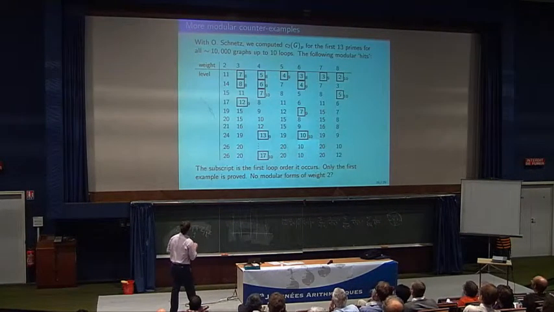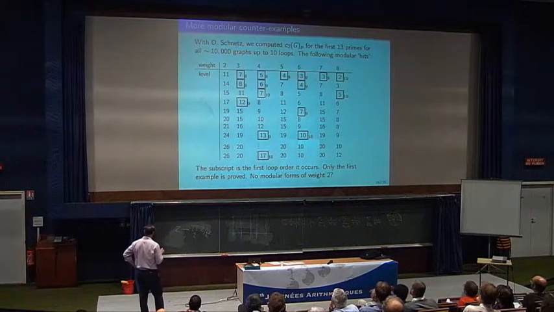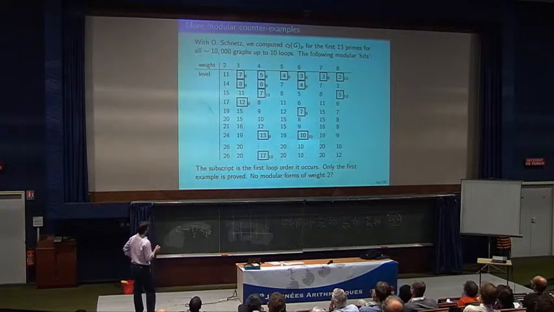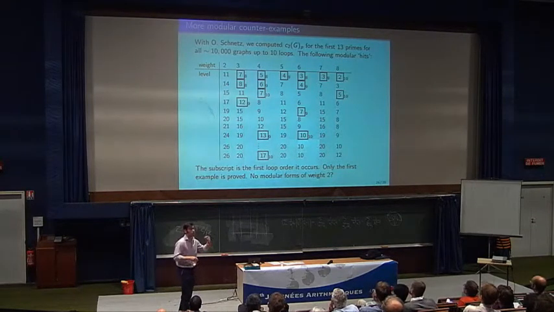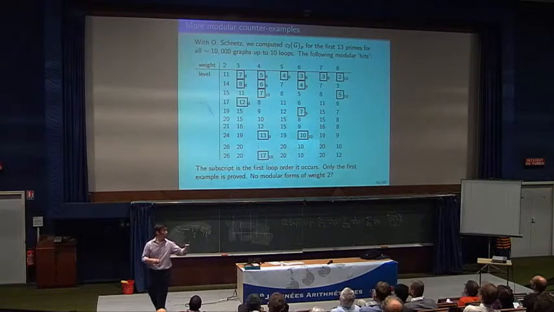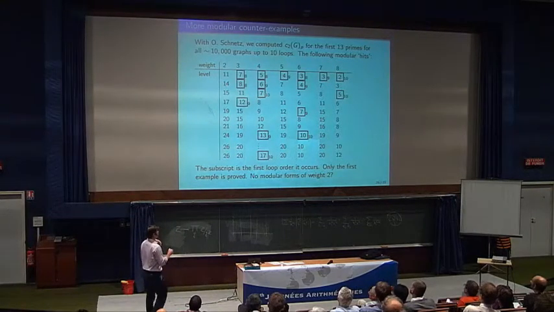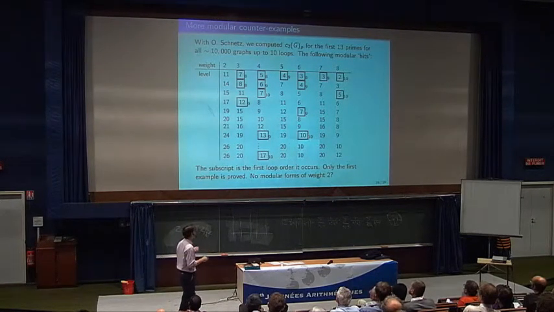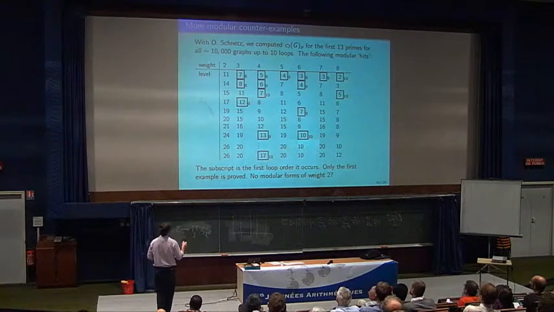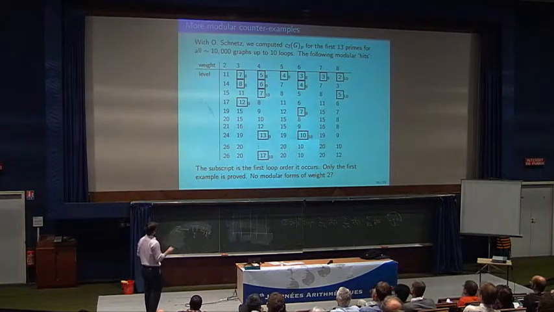Okay, so then we started with Oliver Schnetz. We thought we'd try and see what was out there. So we computed the point counts mod p, the C2 invariant mod p, for the first 13 primes. The C2 invariant is just a number mod 2, a number mod 3, a number mod 5, and so on. If you count how many such possible sequences there are, they're enormously large, and so the likelihood of accidentally finding something by chance is exceptionally small. So we did this for all 10,000 graphs up to 10 loops, and we found so far 16 modular forms.